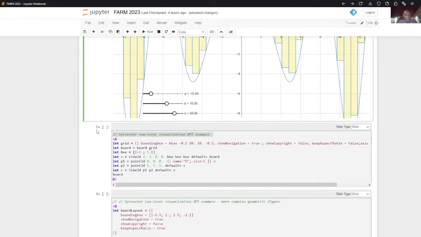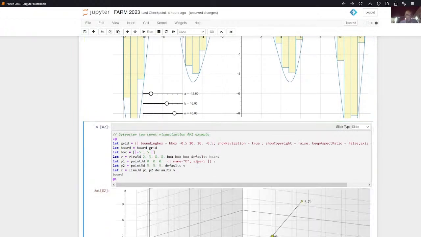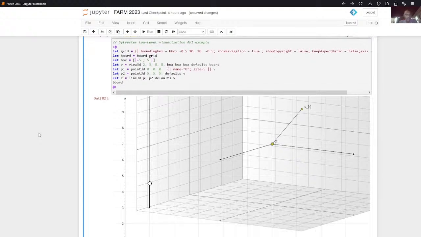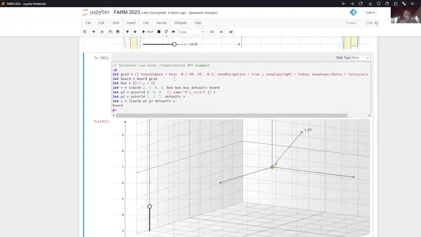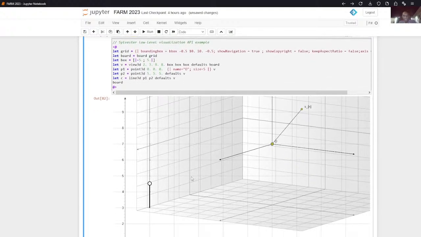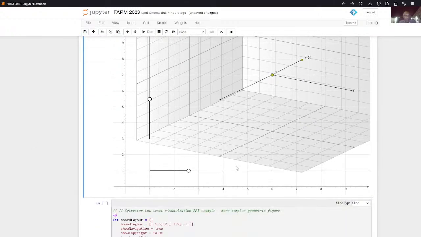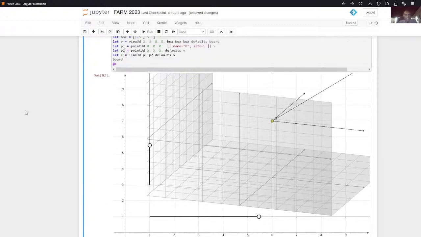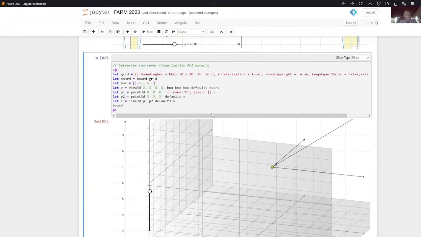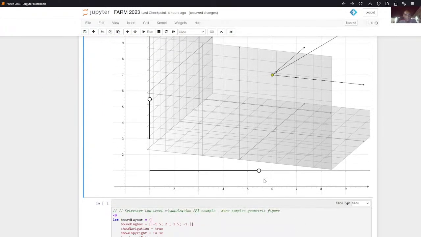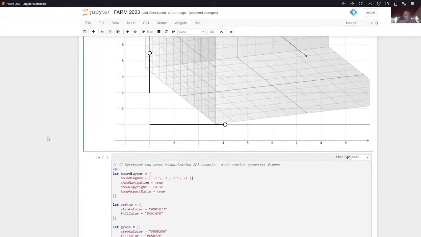Okay, so here's another example of using the GSX graph interface. In this case, we're actually doing 3D. So this is a 3D line. GSX graph has 3D capabilities as well, so we can also visualize things like 3D vectors. Again, we're just using the functional language interface to define a simple 3D visualization.